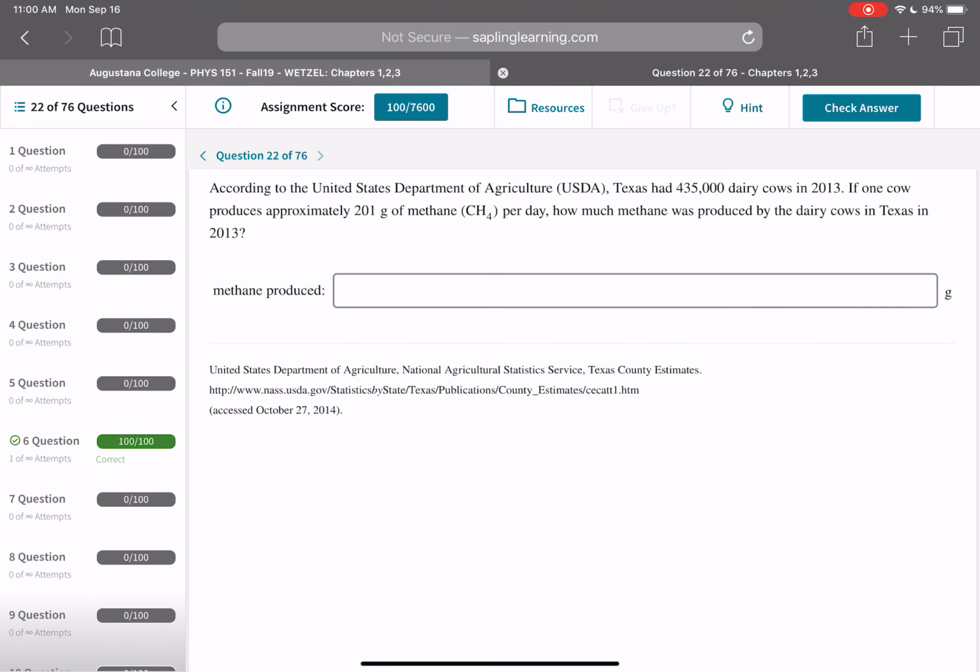According to the United States Department of Agriculture, Texas had this many dairy cows. If one cow produces this many grams of methane per day, how much methane was produced by dairy cows in Texas in 2013? Okay, 435,000 dairy cows times 201 grams per day per cow will give you the amount of methane produced.